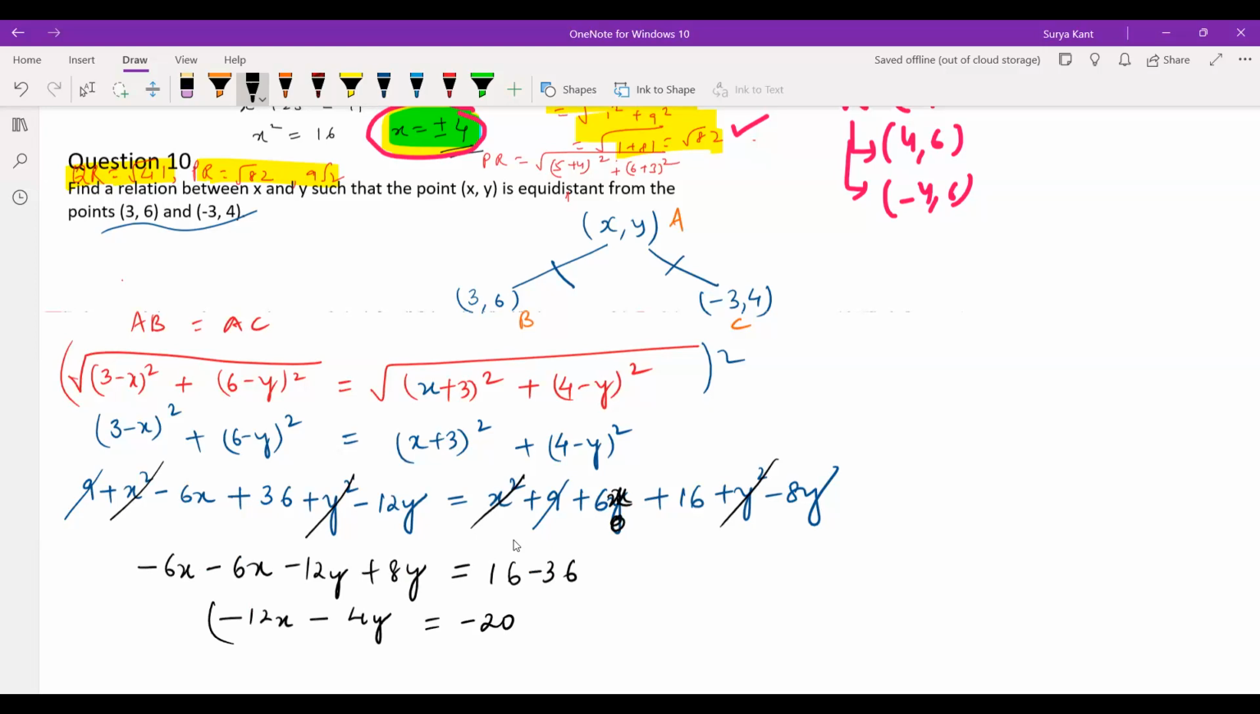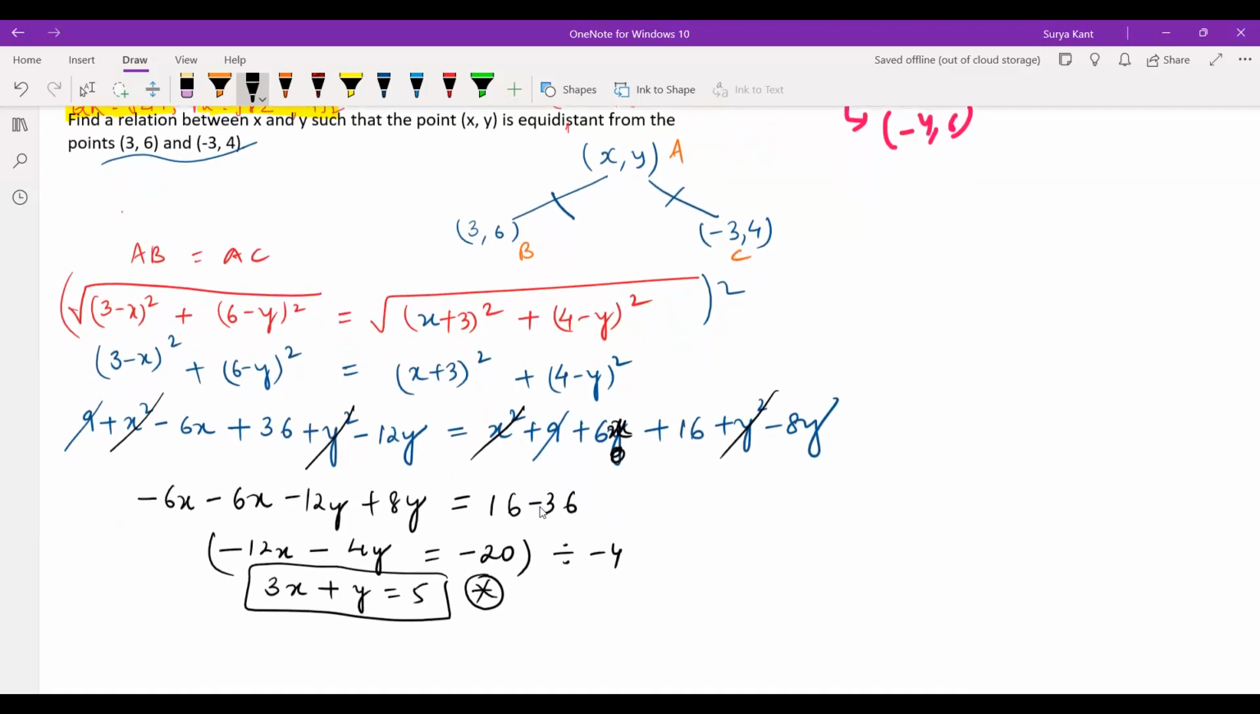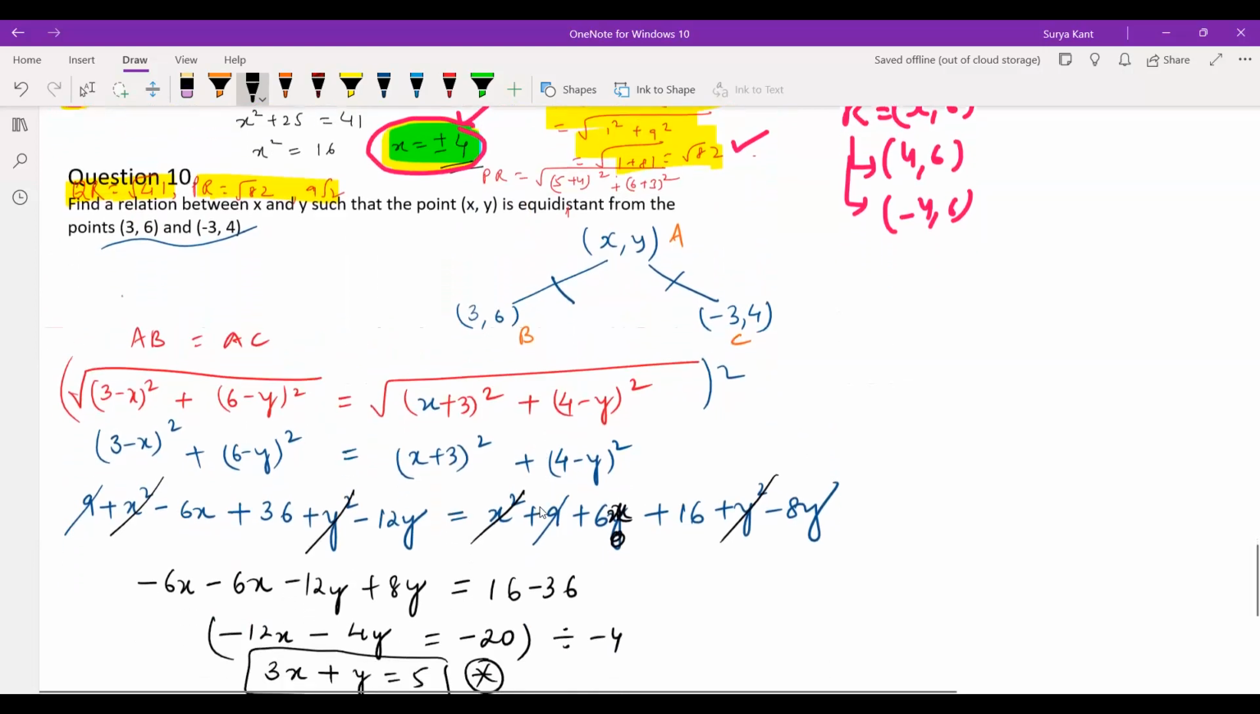You can divide by minus 4. That will be easier. Everywhere minus is there, and 4 also is common in everything, so you can just take it off. Minus 4 you divide, so we'll get here 4 3s are 12: 3x plus y is equal to 5. So this is the final answer we got. This is the relation in x and y, no, sir? Yeah, relation in x and y, yes. Okay, sir.